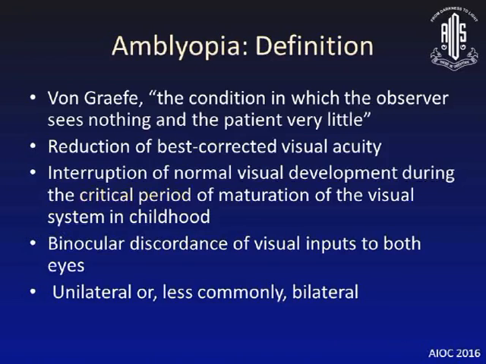Amblyopia has been defined in the ophthalmology literature in different ways, and von Graefe said that it is the condition in which the observer sees nothing and the patient very little. It is the reduction of the best corrected visual acuity. It causes interruption of visual development during the critical period of maturation of the visual system in childhood. It will cause a binocular discordance of visual inputs of both eyes. It is commonly unilateral, and less commonly bilateral.